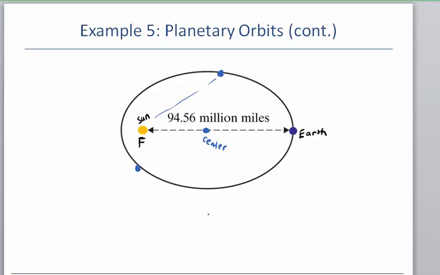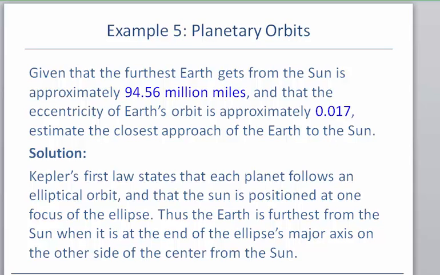So if we want to look at the furthest distance away between the Earth and the sun, then it has to be positioned here for the Earth in relation to that focus. And we know that that furthest distance is 94.56 million miles. All right, we have that in our problem, given that the furthest Earth gets from the sun is approximately 94.56 million miles.